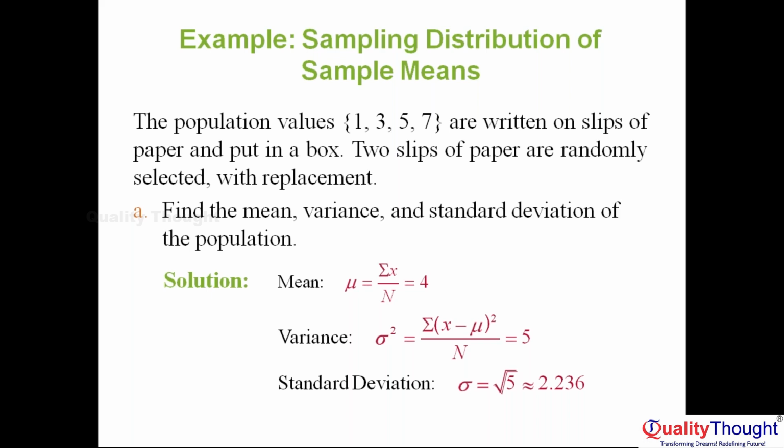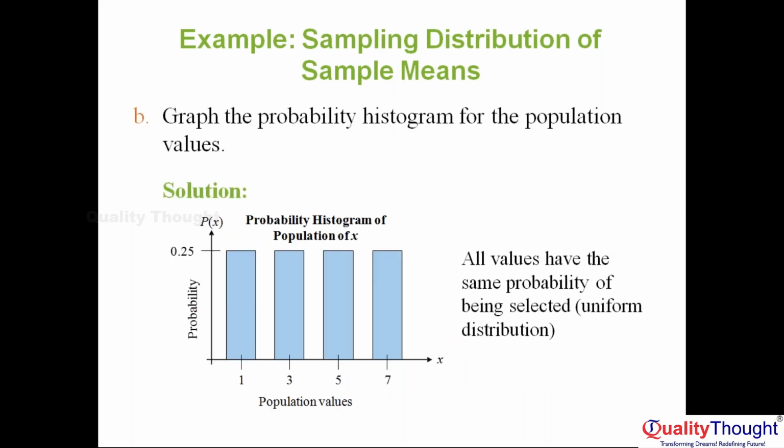One sample is 1, 3. Another sample is 1, 5, or 3, 5, or 3, 7, or 5, 7, something like that. Take a look at the graph of the probability distribution for the population values. 1 I have taken one time, 3 one time. The probability of picking each value from the population of X is 0.25, which is 1 divided by 4. This is a uniform probability distribution.